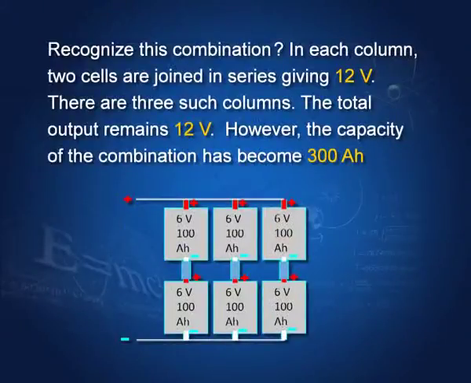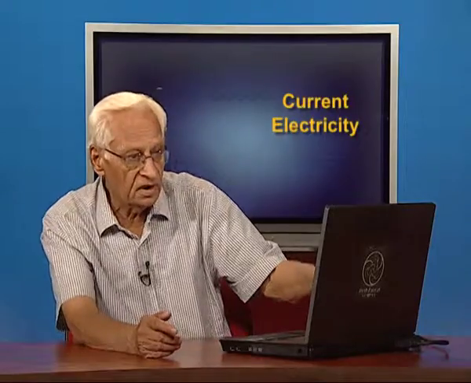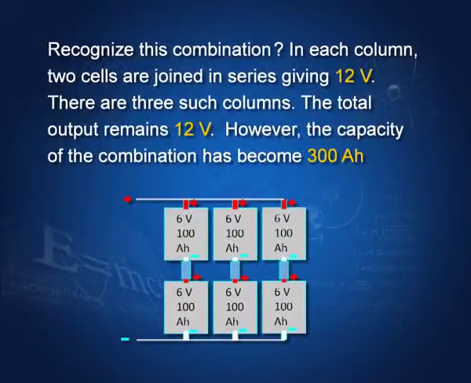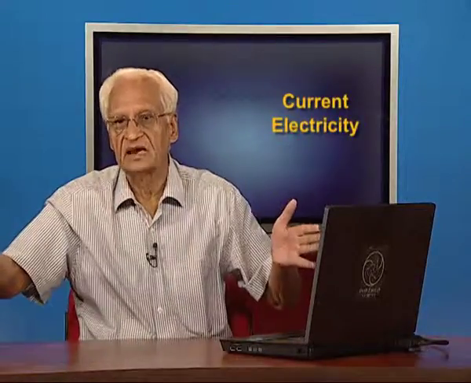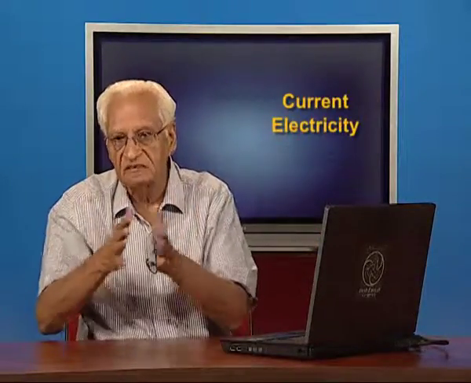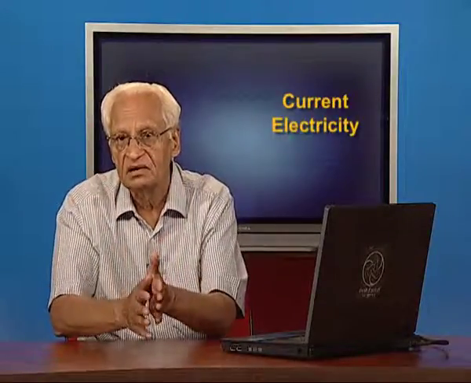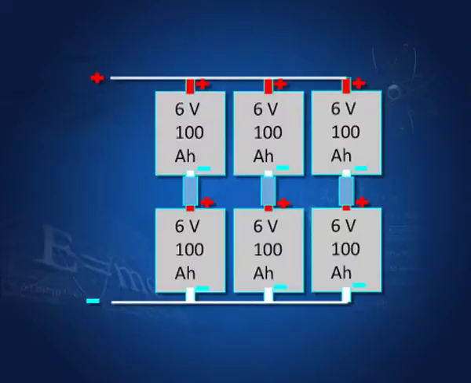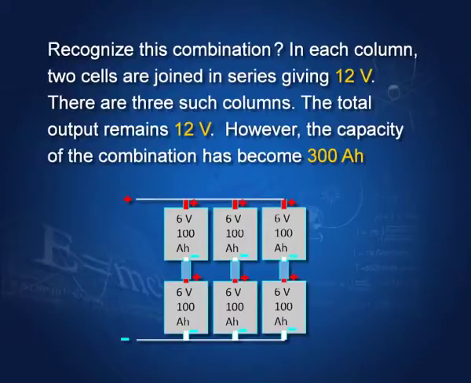So, what is the total output? Total output will be the output of each column. Each column is 6 volts plus 6 volts, 12. So, the output of this is 12 volts, this is 12 volts, this is 12 volts, and they are all connected in parallel. Therefore, the total output is also 12 volts. However, the capacity was 100 ampere hours, 100 ampere hours, 100 ampere hours here. You see, 2 cells in parallel or 3 cells in parallel is like making a very big cell. And I told you that the capacity of a cell depends on the total material available, and therefore, the capacity of this combination is 100 plus 100 plus 100, that is 300 ampere hours.